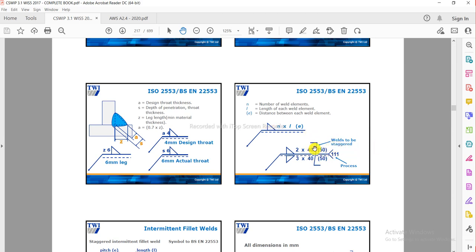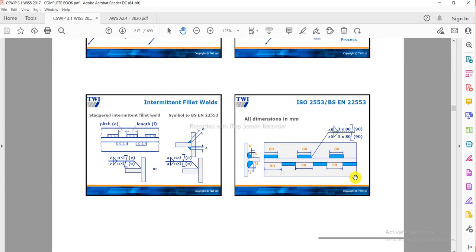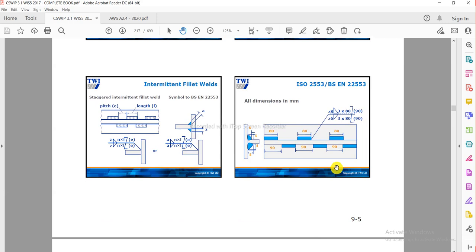This symbol, as I told you earlier, is staggered, and this is the tail of the reference line, which indicates the process. Here one more thing: this is the pitch, e, and this is the length. Here A is written. What is the meaning of A? A is the throat size of the weld, and Z is the leg length of the weld.